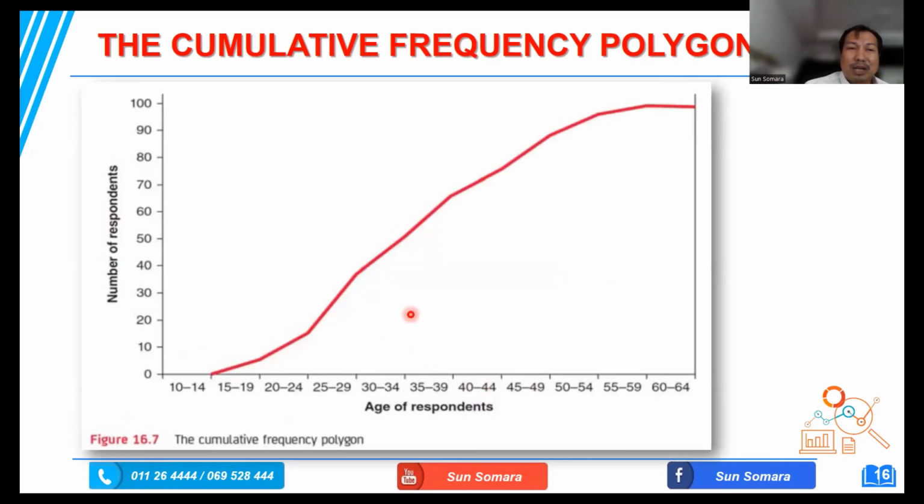This is the example of the cumulative frequency polygon. Yeah, the same thing, but it just shows the curve, okay? The bell curve and so on. It shows the percentage or how frequently the respondents have provided answers there, right?